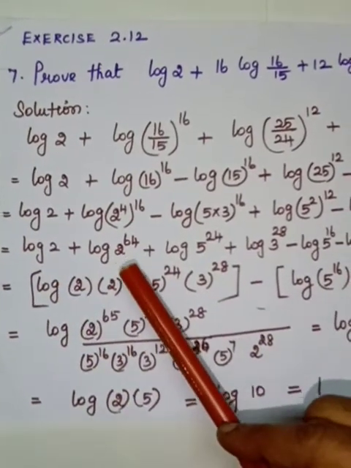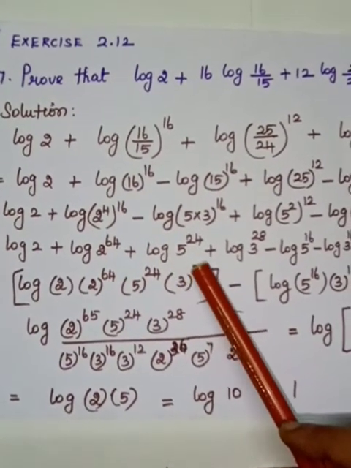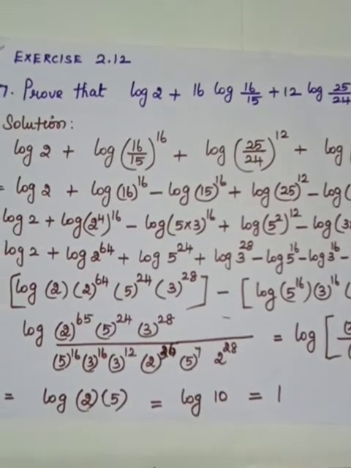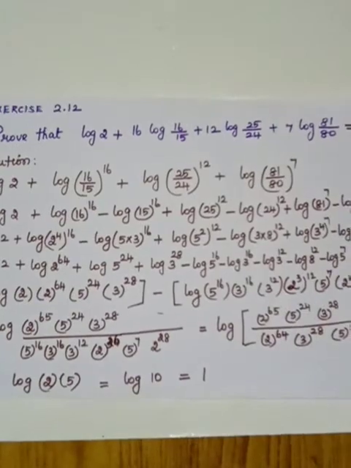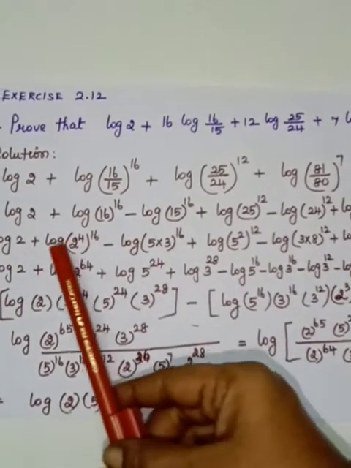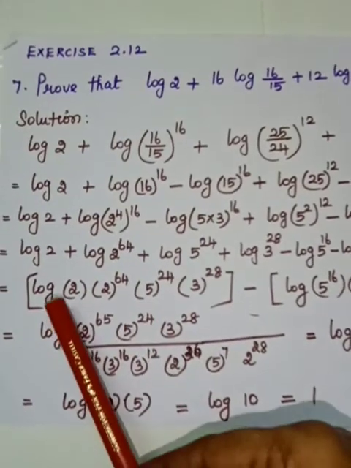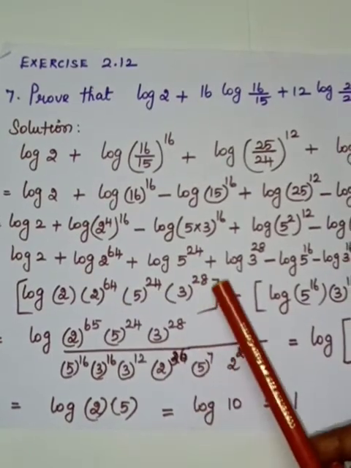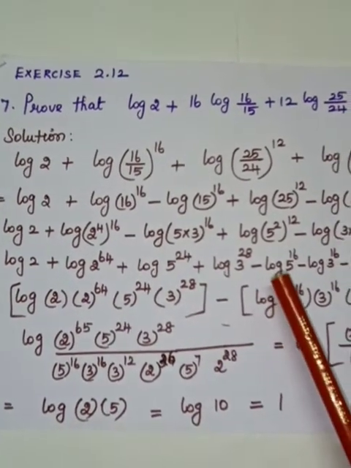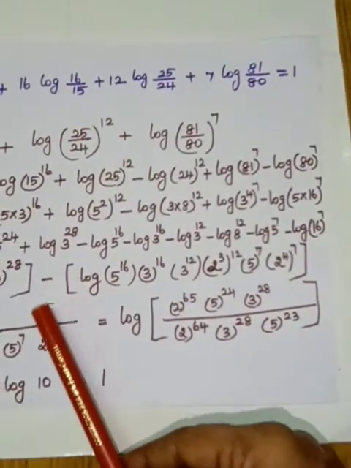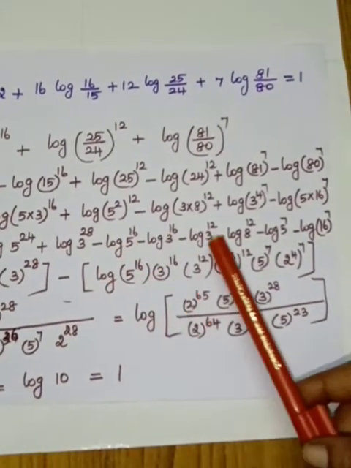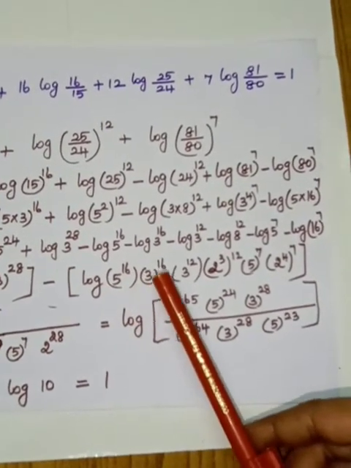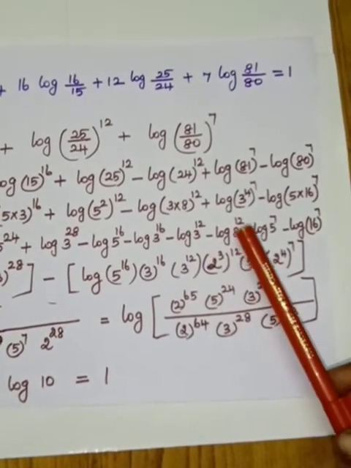Log 2 plus log 2 power 64 plus log 5 to the power 24 plus log 3 power 28. So it is in the form of log A plus log B plus log C plus log D. So using the product rule, it can be written as log of 2 into 2 power 64 into 5 power 24 into 3 power 28. In the same way, you see the negative terms, all the terms, minus is taken out. So if the minus is taken out, everything is in plus. So use the product rule. It can be written as log of 5 power 16, 3 power 16 into 3 power 12 into 8 power 12.